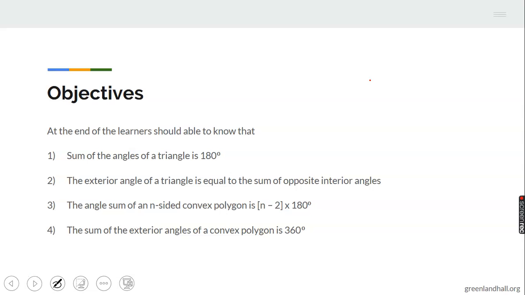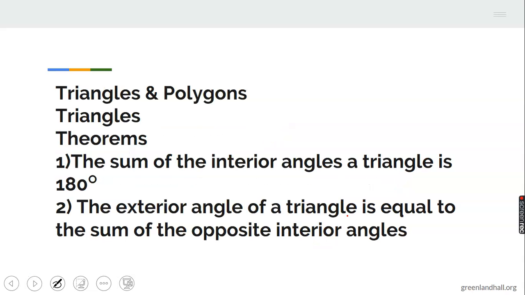One, you should know the sum of angles in a triangle is 180 degrees. Two, that the exterior angle of a triangle is equal to the sum of the opposite interior angles. Three, that the sum of the interior angles of an n-sided convex polygon is n minus 2 times 180 degrees. And lastly, that the sum of the exterior angles of a convex polygon is 360 degrees.